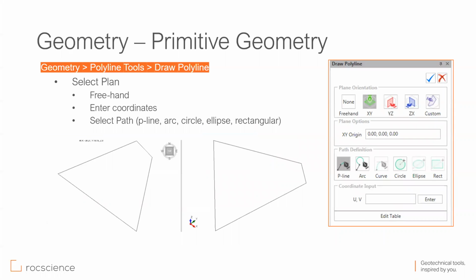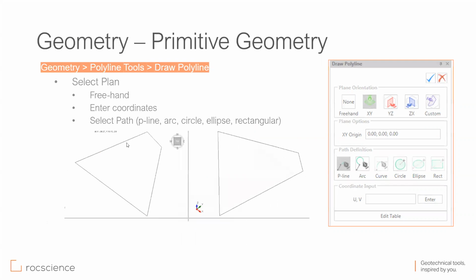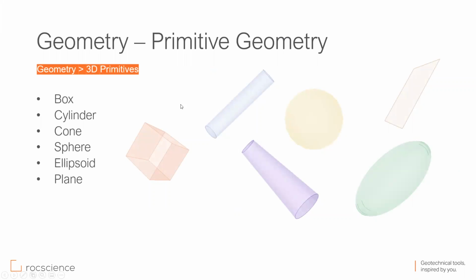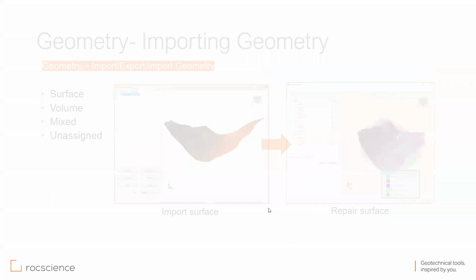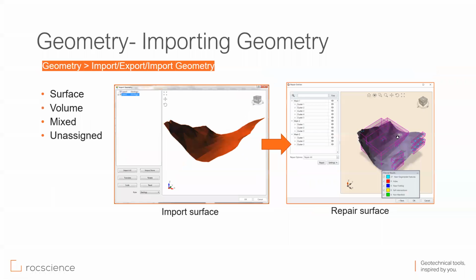Another way is to draw a polyline and then make this polyline a surface or a volume, which is going to be used in the 3D analysis. Or sometimes you have a tunnel, so you use a cylinder or a box for some other purposes. And when you have these types of geometries, you can use the built-in geometries that we define in the software, like a sphere, box, or cylinder. But in more than 80% of the cases, engineers have surfaces and volumes in different software packages.